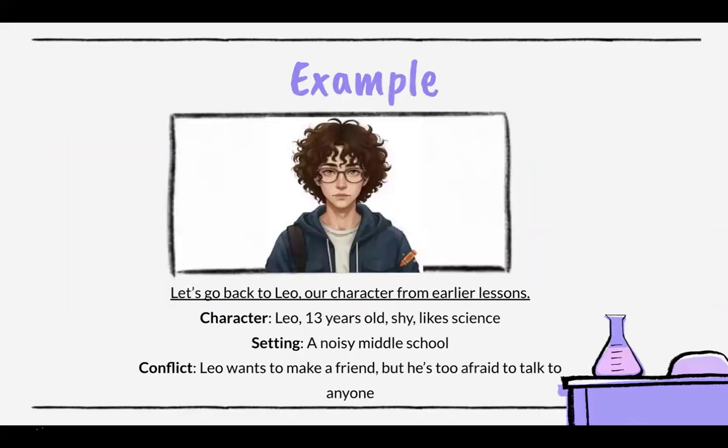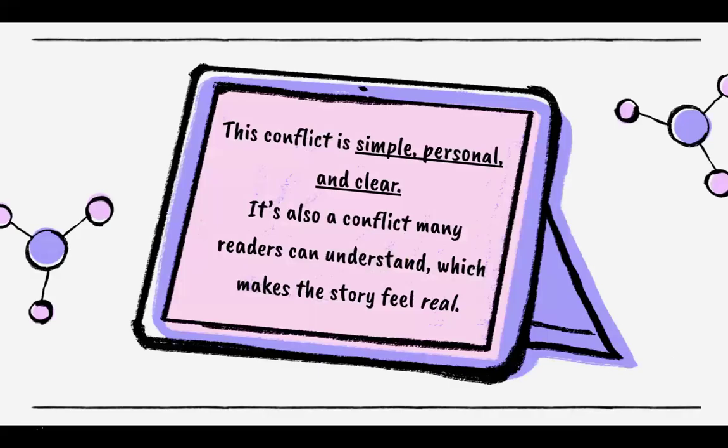Let's go back to Leo, our character from earlier lessons. Just a reminder, Leo is 13 years old, he's shy and he likes science. His setting is a noisy middle school that he goes to. Now, a conflict might be that Leo wants to make a friend, but he's too afraid to talk to anyone because he's shy. This conflict is simple, personal, and clear. But it's also a conflict that many readers can understand, which makes the story feel real. We don't need a super complicated conflict, but we need it to make sense to the reader. We need to make it real to the reader.